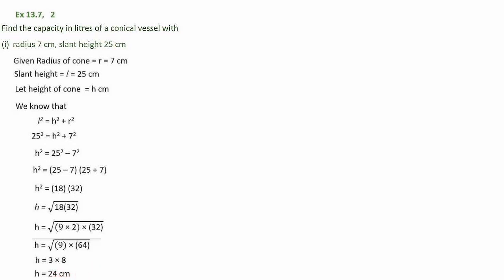This is only to introduce a particular method of solving. But if you feel difficulty, just from here you can continue like 25 square is 625 minus 7 square is 49. Then from here directly you can calculate h. It's not a problem. So just to introduce a method of calculation, I have done this one. But you can choose any one method which is convenient for you. Now h we have got 24 centimeter.